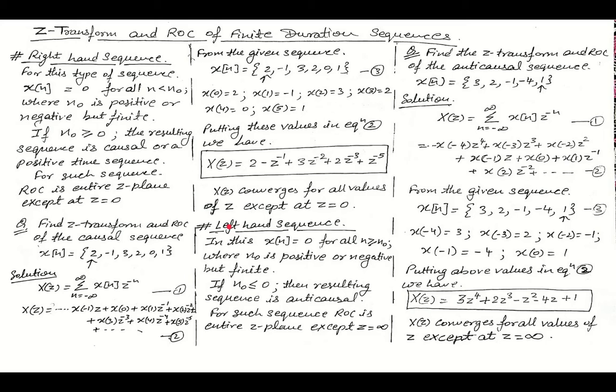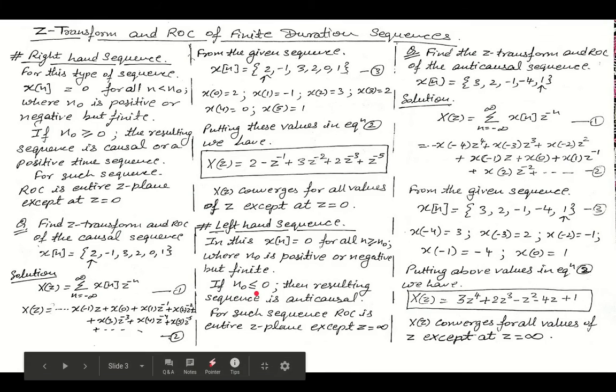Now similarly, we have the left-hand sequence. For a left-hand sequence, all the values on the right are 0. That means n greater than or equal to n naught are 0. So if n naught is less than or equal to 0, then the resulting sequence is anti-causal. So all the values to the left of your origin are taken into consideration. Now for such sequences, the ROC is the entire z plane except z is equal to infinity.